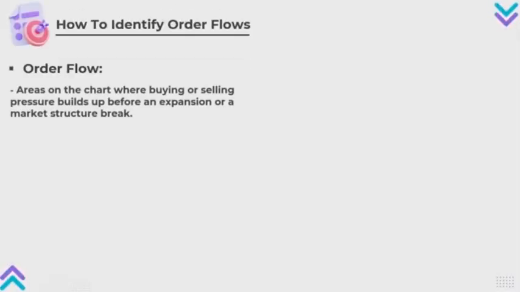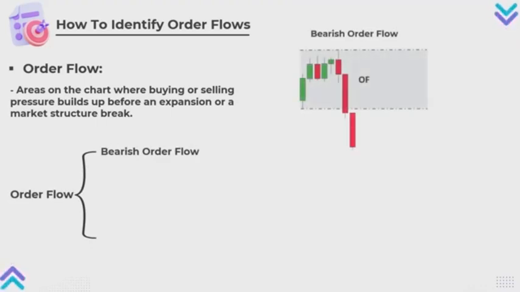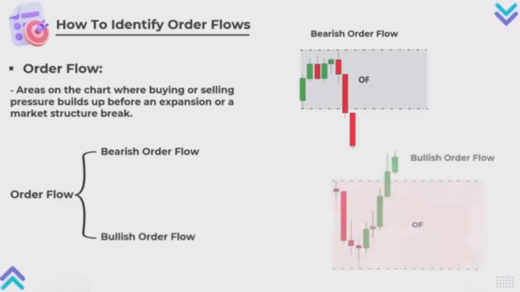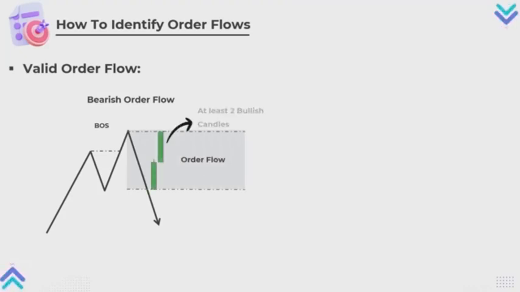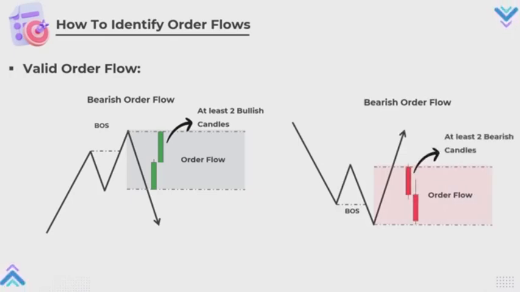Technically, order flow refers to areas on the chart where buying or selling pressure builds up before an expansion or a break of structure. There are two types of order flow. Bearish order flow forms during a bearish market profile, and bullish order flow forms during an upward market profile. From the candlestick perspective, bearish order flow refers to the last bullish or buying candles formed just before a sharp and sudden downside move. This area typically includes at least two consecutive buying candles to be considered a valid bearish order flow. Bullish order flow is the opposite. It refers to the last bearish or selling candles formed before a strong upward move.